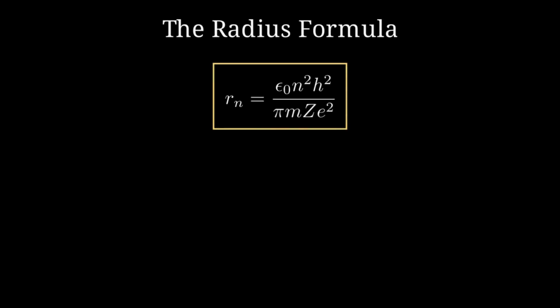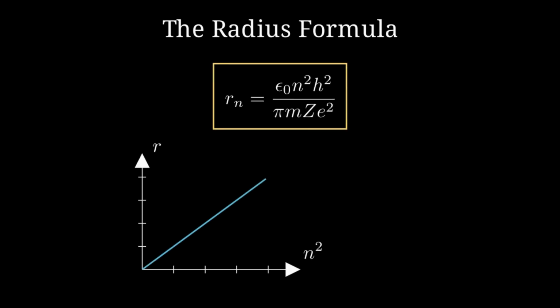The final derivation shows that the radius of the nth orbit is epsilon naught times n squared times h squared, divided by pi m Z e squared. This proves that the radius increases with the square of the orbit number.